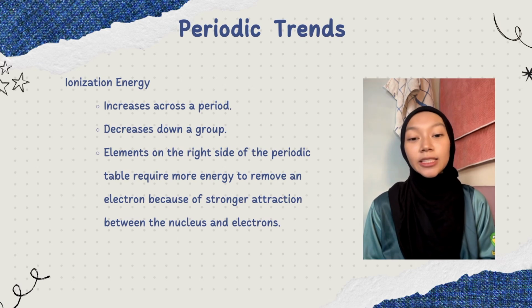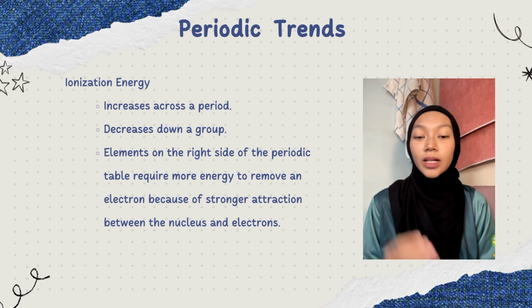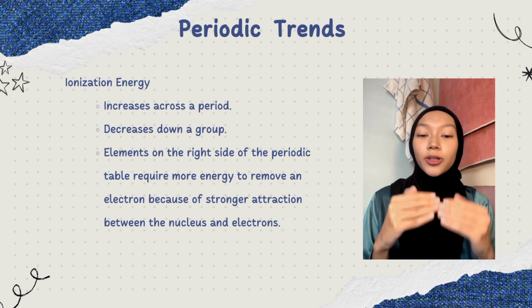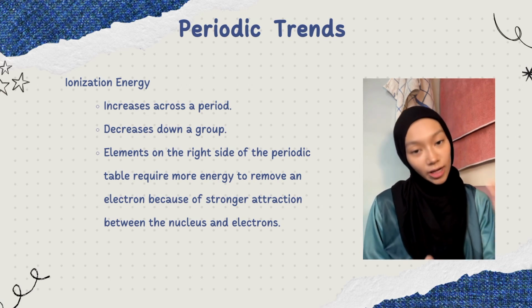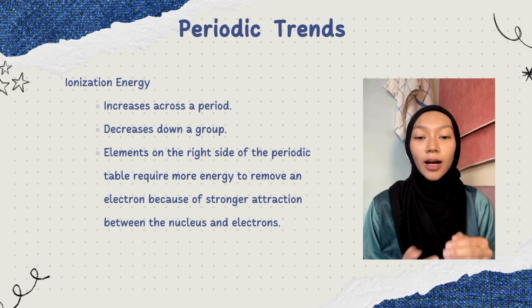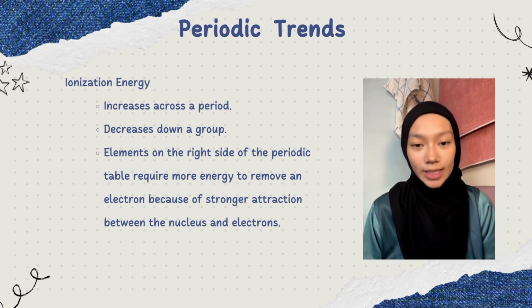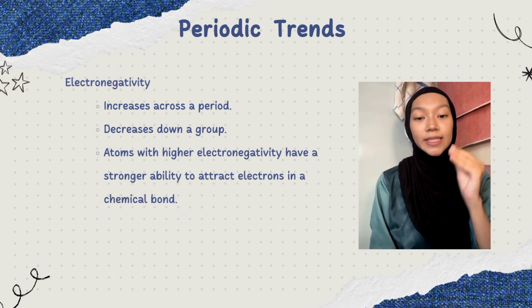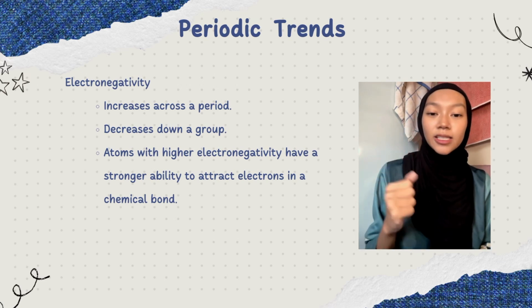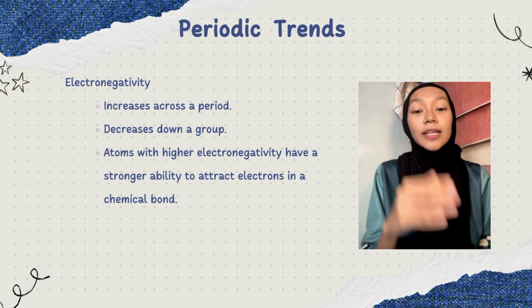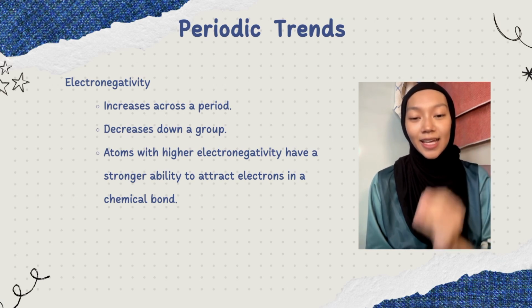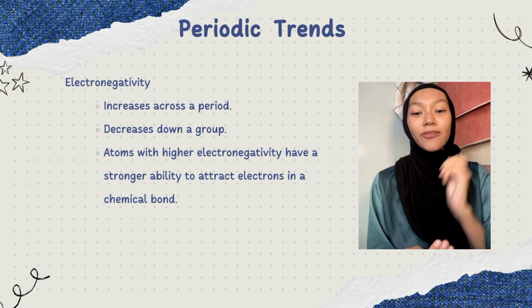Ionization energy is the energy needed to remove an electron from an atom. Across a period, ionization energy increases because the electrons are more strongly attracted to the nucleus. Down a group, ionization energy decreases because the outer electrons are further from the nucleus and easier to remove. Electronegativity is the ability of an atom to attract electrons in a chemical bond. It increases across a period as the nuclear charge increases, and decreases down a group as the atomic size and the shielding effect increase.